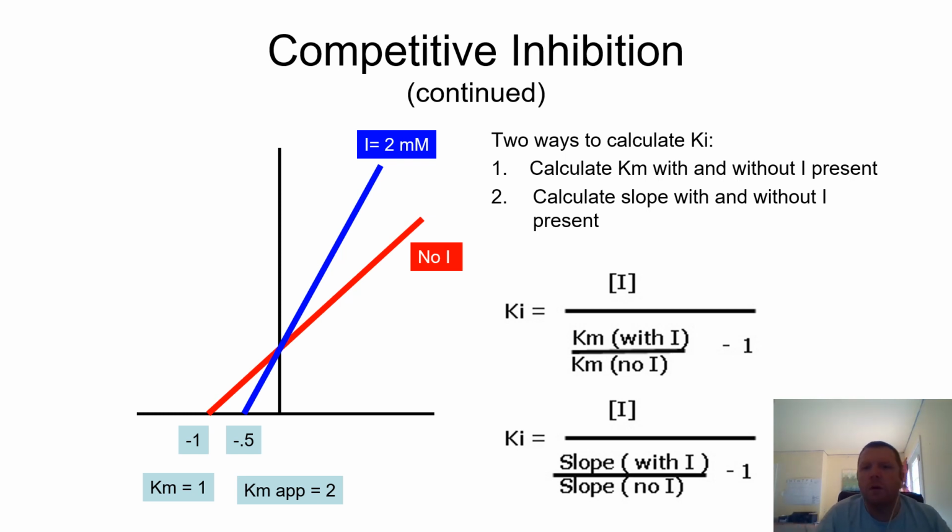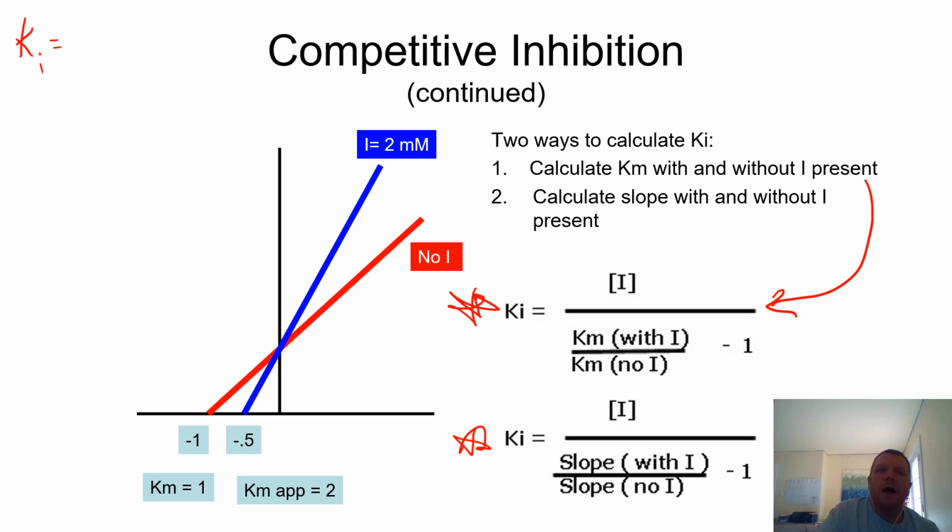Now, one thing we could do, as displayed here with our top model, is use the Km, or for our bottom model, we could use our slope. Based on the information provided in this graph, I'm not going to use my slope, but rather my Km. The reason is that I don't have enough information to clearly calculate my slope. I can look at this graph and say, yes, my slope has increased, but I can't really quantify that very well. So I'm calculating my Ki with my Km values.